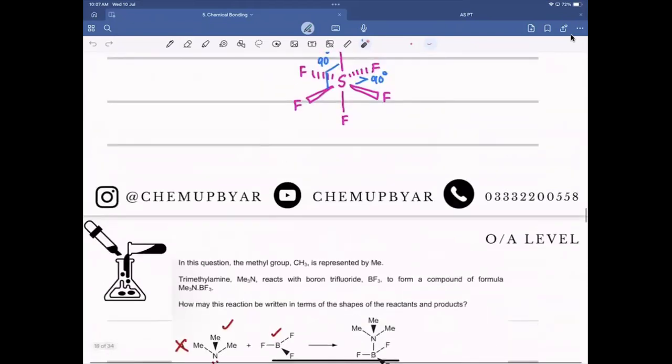Okay. Now have a look at this one. Students find this one a little difficult because, if you read this one, see, as I've said earlier, the comprehension is very important. So, they are asking to write this reaction in terms of the shapes of the reactants and products, right?